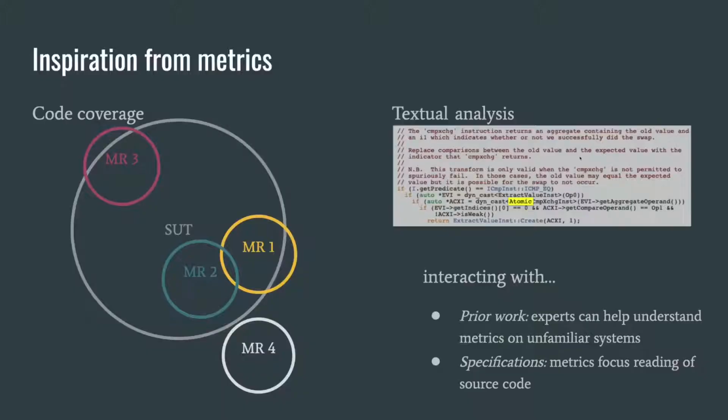Okay, so I'm going to be talking about inspiration from metrics, and the 2 types of metrics that we focused on in our experience report were code coverage, specifically of the metamorphic relations against the system under test, and also the textual analysis angle, which would be focusing on the text of the source code of the system under test. And these 2 metrics complement each other quite well.